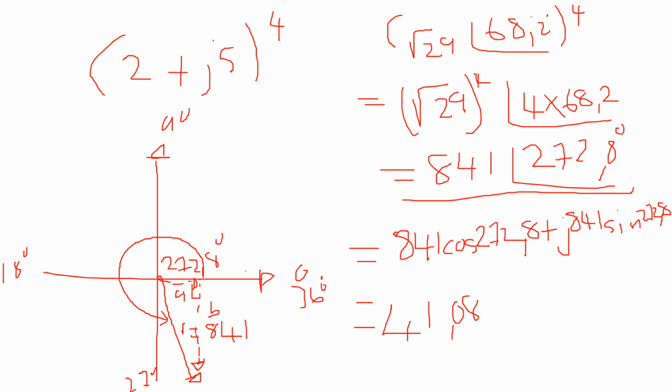let's put sine. The sine part is going to be negative j 834. We can just say 840. So let me round off. When you round off, it's going to be 840. Okay, so that is how we represent it as a rectangular form.